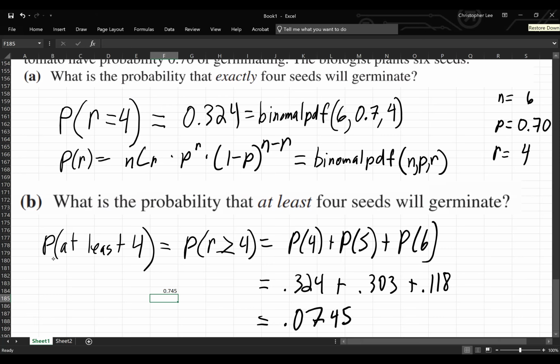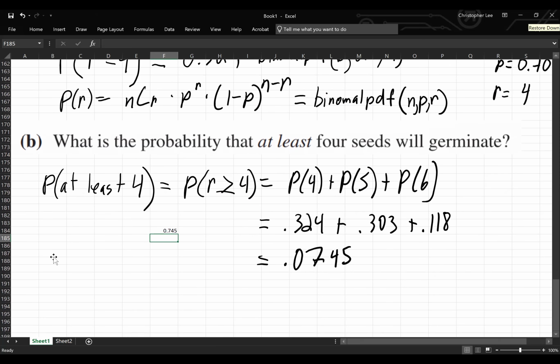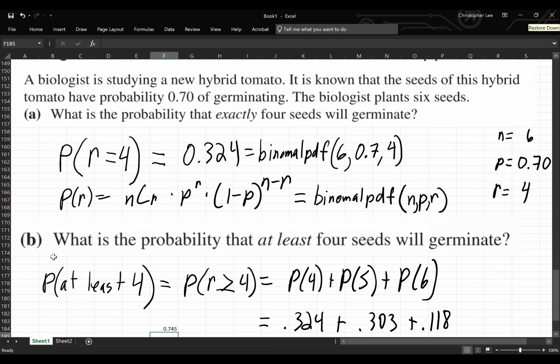Let's talk about the calculator real quick before we wrap it up. So let's say I wanted to do this in a calculator. I have a problem. My calculator can only do less than or equal to, it cannot do greater than. So how do I fix that? You have to use the complement. So I can't find 4, 5, 6 in the calculator, but I could find 3, 2, 1, 0. So that's what you're gonna do instead. You're gonna find 3, 2, 1, 0, and then subtract your answer from 1 to get this answer back. That's how you do greater than in the calculator.